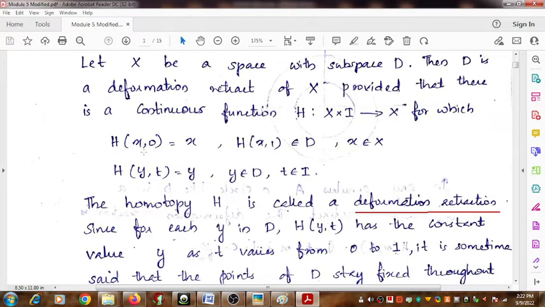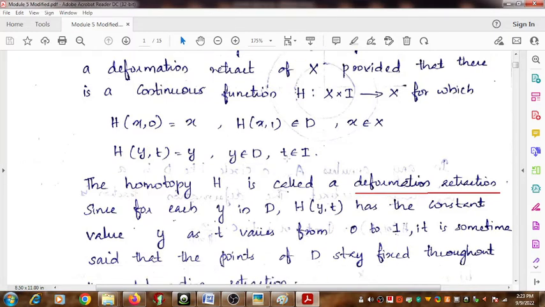So H(x, 0) equals x, and H(x, 1) will be a member of the subspace D. This happens for all x belonging to X. And H(y, t) equals y, where y belongs to D, for any y belonging to D and any t belonging to I.